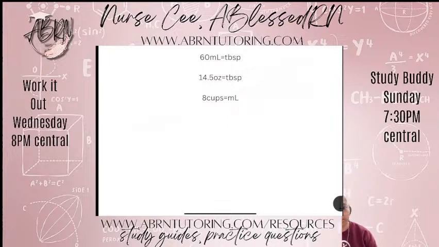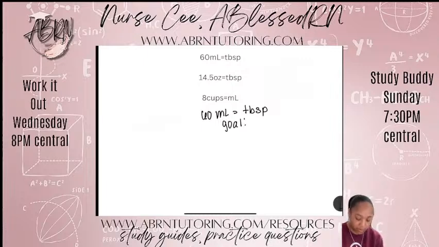Okay, 60 milliliters equals how many tablespoons? 14.5 ounces equals how many tablespoons, and 8 cups equals how many milliliters. Okie dokie. So let's do the first one. We're going from 60 milliliters to tablespoons. We need to know our conversions. So the first thing is, what are we looking for? We're looking for tablespoons. So we've got 60 milliliters. That's a puzzle piece because that's what it gives us. And then our conversion is 1 tablespoon equals how many milliliters, y'all?